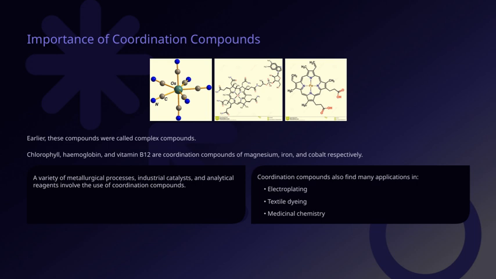You might already be familiar with some natural examples, like chlorophyll, hemoglobin, and vitamin B12. These are all coordination compounds involving magnesium, iron, and cobalt, respectively. Interestingly, in the past, we used to call these complex compounds. Understanding their importance helps us see how foundational coordination compounds are in both biological systems and industrial applications, connecting chemistry to everyday life and technological advancements.